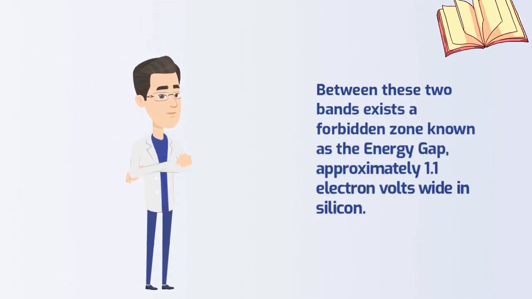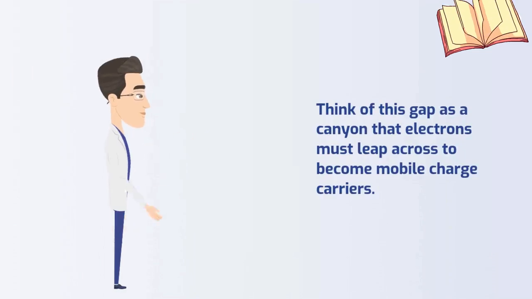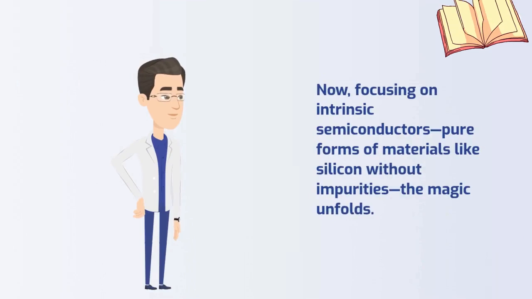Between these two bands exists a forbidden zone known as the energy gap, approximately 1.1 electron volts wide in silicon. Think of this gap as a canyon that electrons must leap across to become mobile charge carriers. Now, focusing on intrinsic semiconductors, pure forms of materials like silicon without impurities, the magic unfolds.